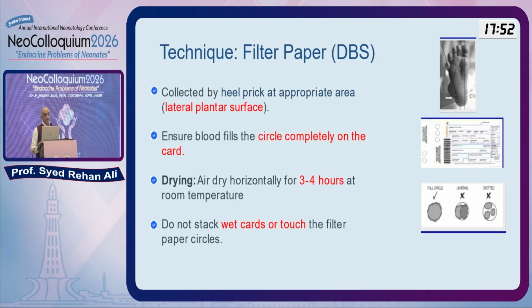The other is the DBS, the dried blood spot technique, which we also call the heel prick technique, done on the lateral side of the heels on both sides. And you make sure that the whole circle, the full circle, is completely filled by the blood. Then you dry it horizontally for 3 to 4 hours at room temperature, and do not stack all the wet cards together, and do not touch the area where you have dropped the blood.